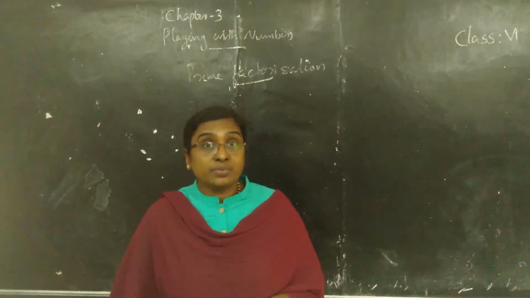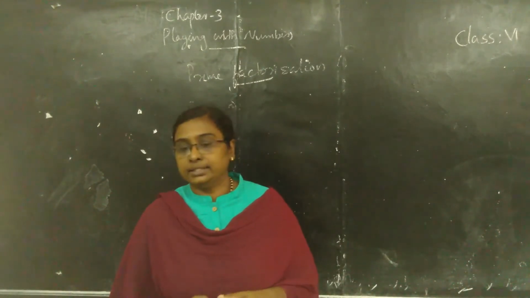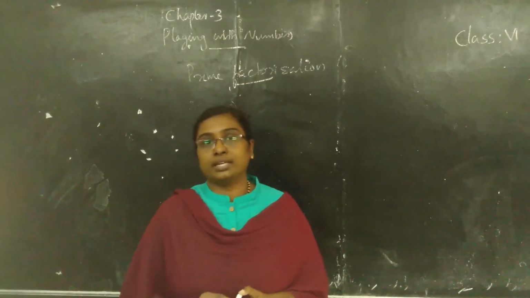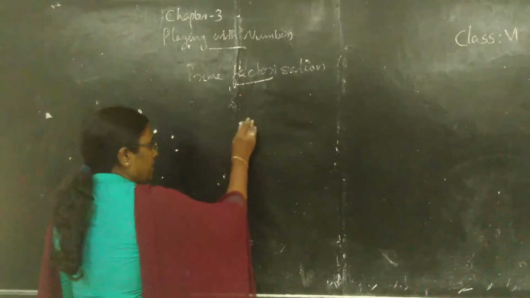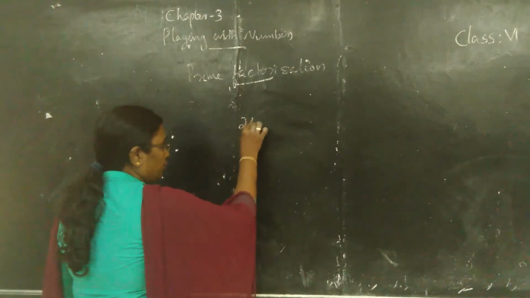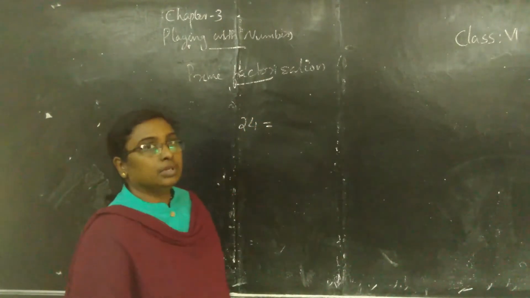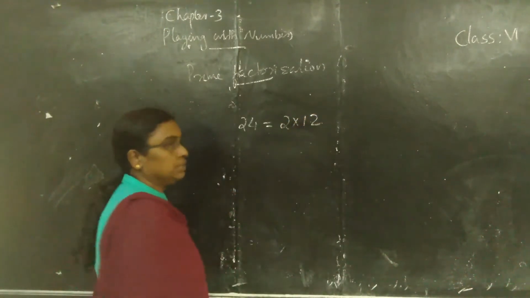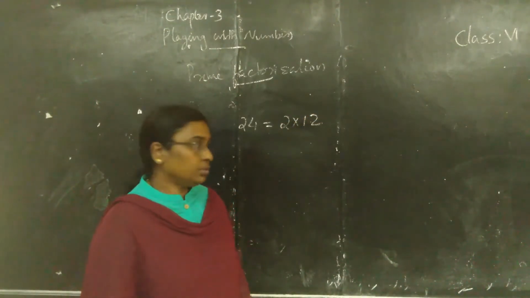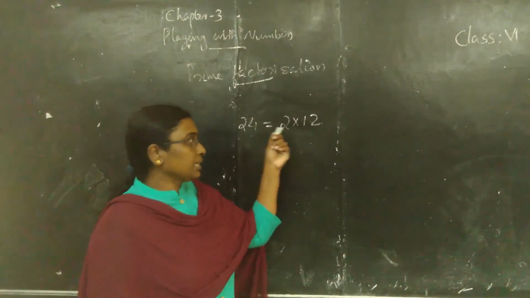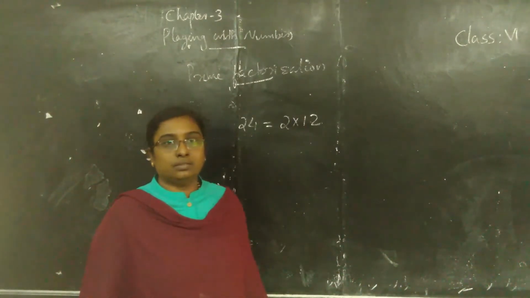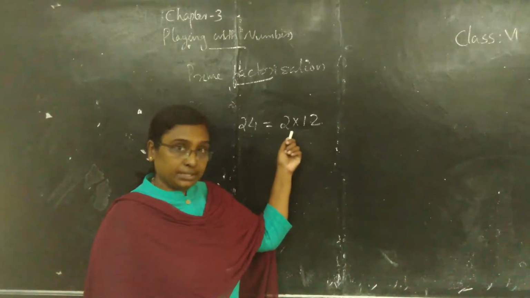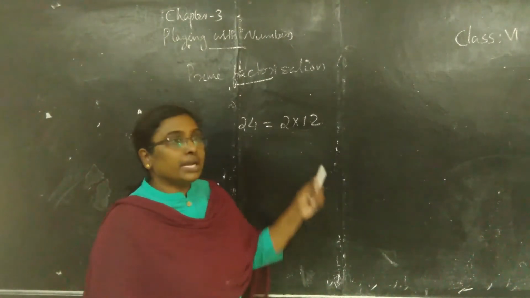If a number is expressed as a product of factors, we say that that number has been factorized. For example, 24. 24 can be written as 2 into 12, isn't it? 24 equal to 2 into 12. That is, 24 is factorized. If a number is expressed as a product of factors, we can say that this number has been factorized.